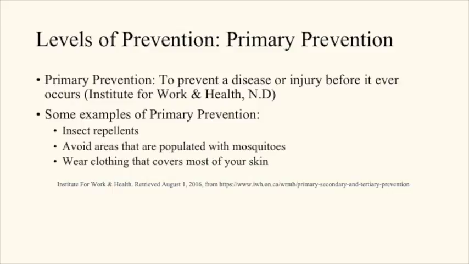First I'll be talking about the primary prevention. So the definition of primary prevention is to prevent a disease or injury before it ever occurs. So this means you want to protect yourself before the virus comes into contact with you. So an example of primary prevention would be using insect repellents, wearing clothing that covers most of your skin, and avoiding areas that are populated with mosquitoes.